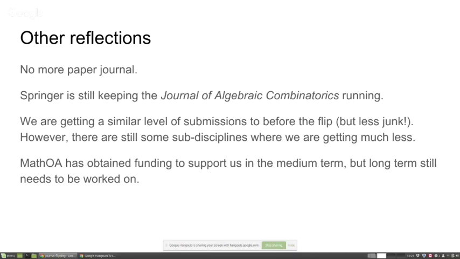We have funding thanks to the organization Math OA, which exists to help support open access math journals. So we have funding for the next few years. In the longer term, that's something that still needs to be worked on. So yeah, I think that's what I wanted to tell you.